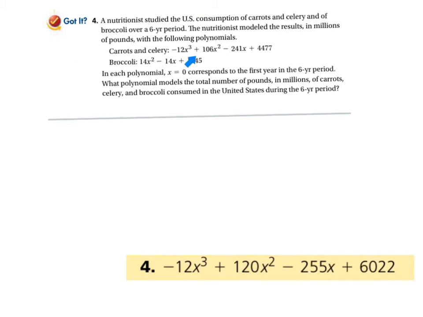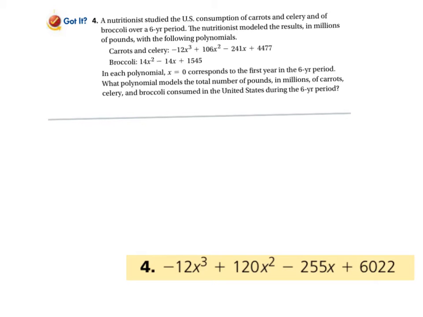So here's carrots and celery. Here's broccoli, so eat your veggies. In each polynomial, x equals 0 again corresponds to the first year of the 6-year period. What polynomial models the total number of pounds in millions of carrots, celery, and broccoli consumed during the 6-year period? So again, what we're doing is adding these two together.